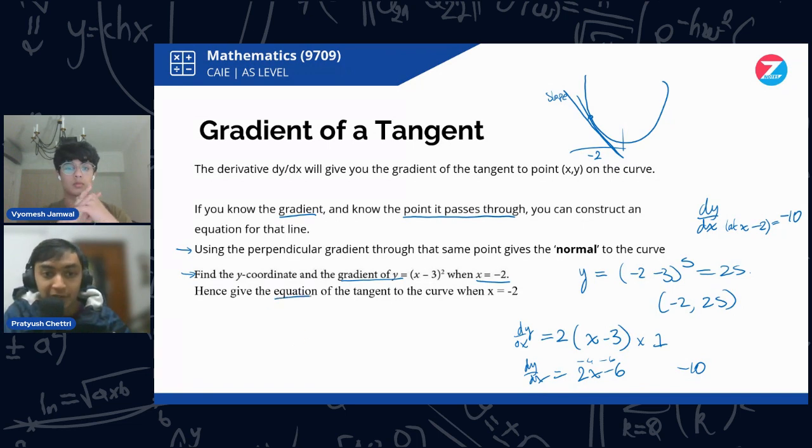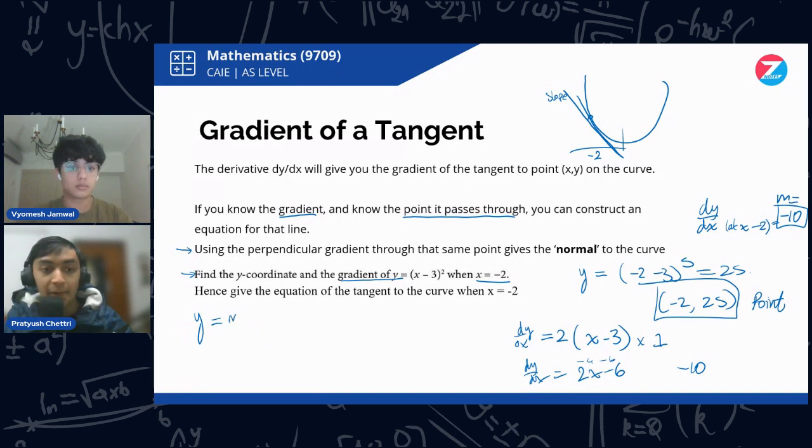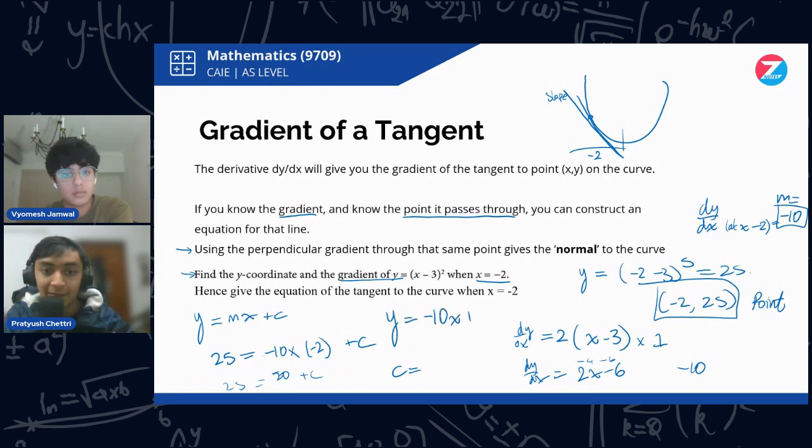Okay, so hence give the equation of the tangent to the curve when x is 2. This should be pretty straightforward. Now we know the slope, m, minus 10. We know the point. So you can just use whatever line formula you want to use. I'm going to use y equals mx plus c. So I'm going to use 25, which is my y, equals minus 10 is my gradient at point x is 2, plus c. So c comes out to be 5, I think. Is that right? Yeah, 25, so c is 5. So our line will be y equals minus 10x plus 5.